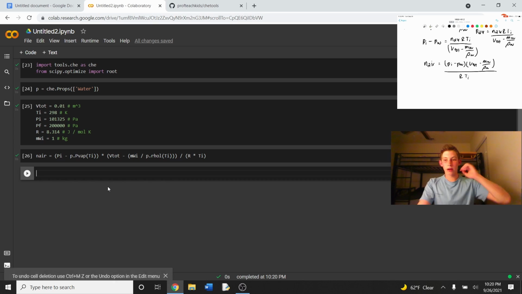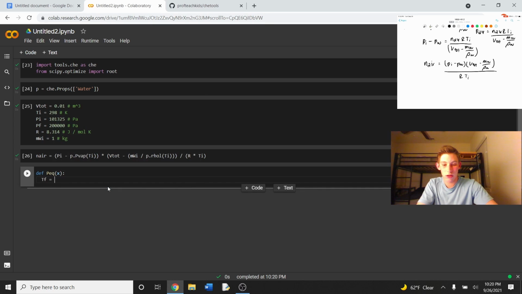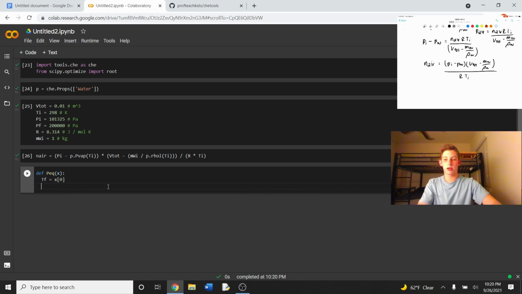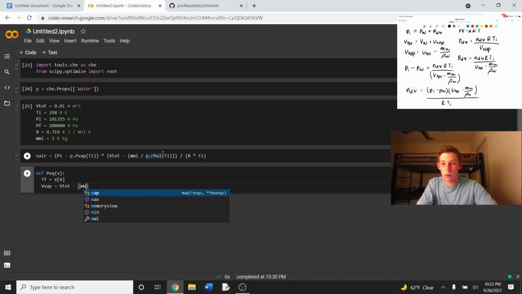Okay, so now we can start making a function. So we're going to define our pressure function. We'll just call it PQ with parameter x. Our unknown is our final temperature. So we're going to put it into this format because that's more friendly for the root calculator. So the volume of the vapor phase equals the total volume minus the mass of the water initially divided by the density of water at our final temperature.